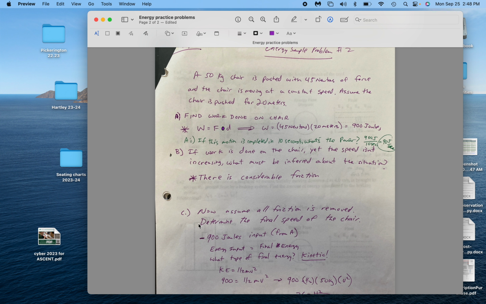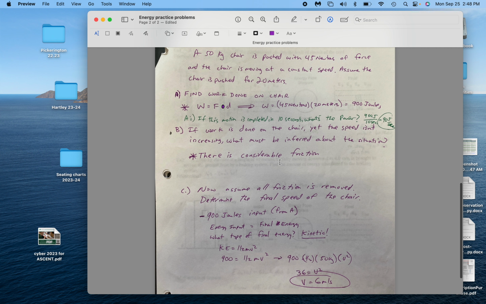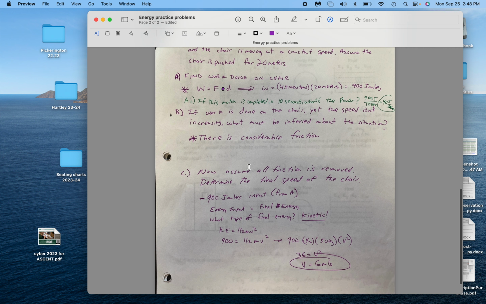Now, if you assume that all friction is removed, determine the final speed of the chair. So essentially what we've got here is, if you think of that 900 joules of input, it's going to be going to speeding the chair up, that's kinetic energy. And I should say, assuming the chair starts at rest, so let me type that in.